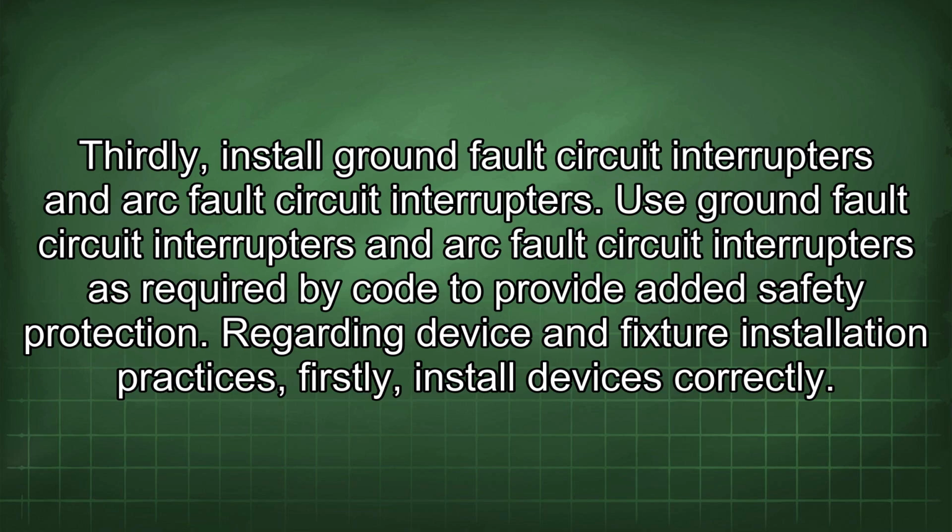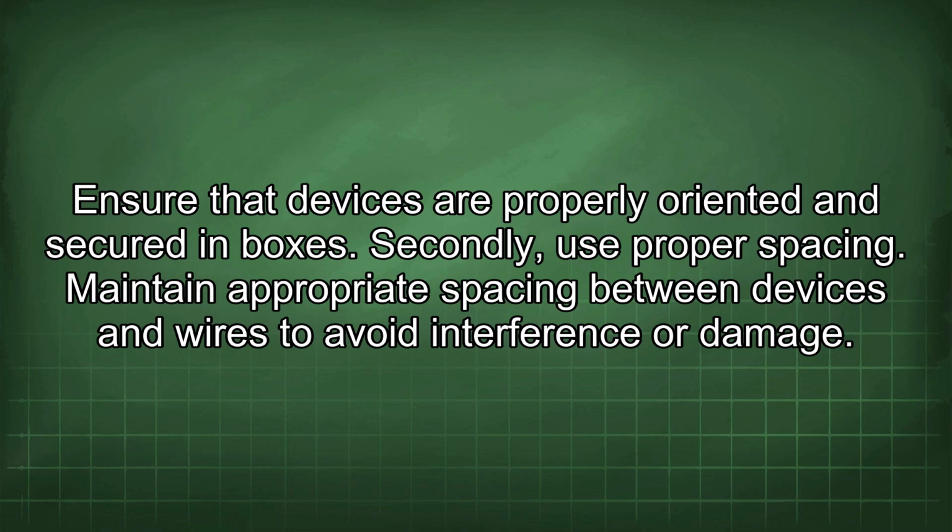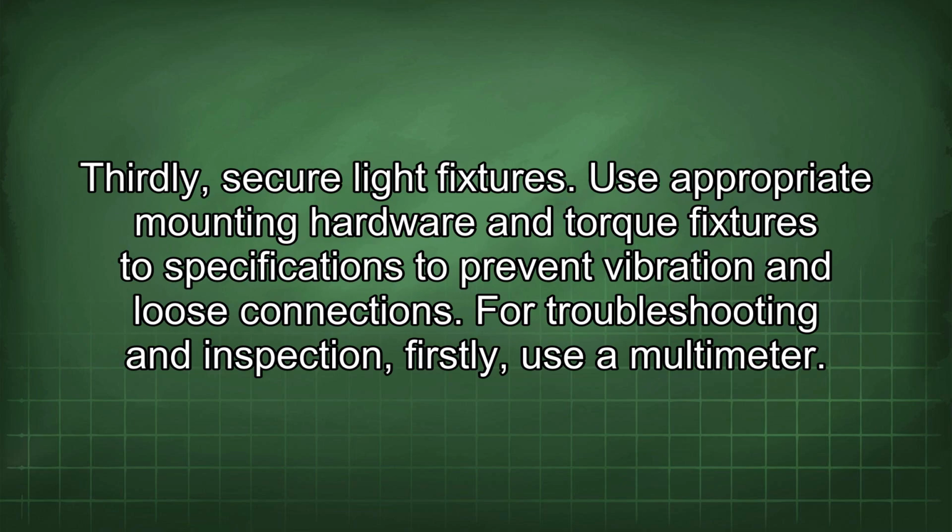Regarding device and fixture installation practices, firstly, install devices correctly. Ensure that devices are properly oriented and secured in boxes. Secondly, use proper spacing. Maintain appropriate spacing between devices and wires to avoid interference or damage. Thirdly, secure light fixtures. Use appropriate mounting hardware and torque fixtures to specifications to prevent vibration and loose connections.